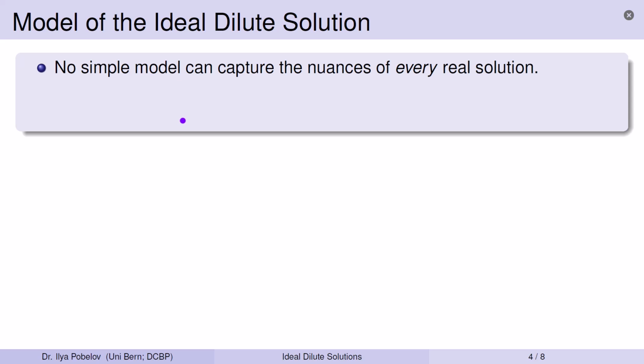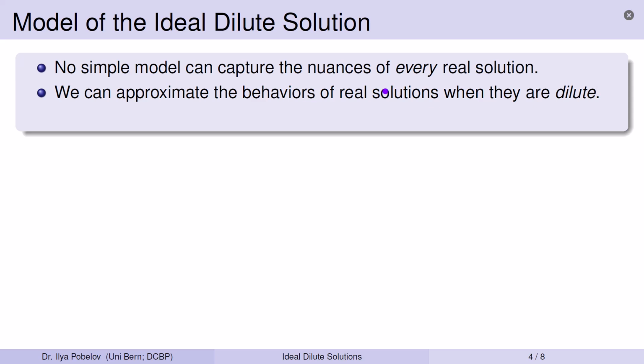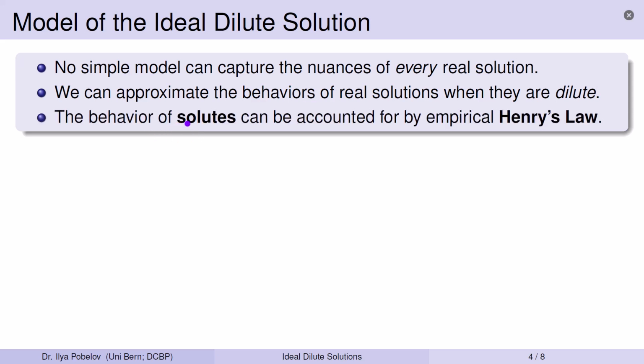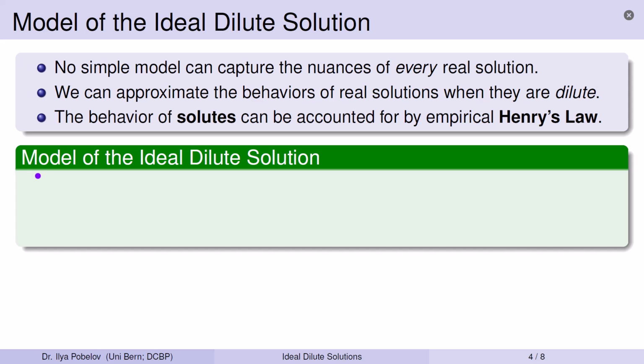While no simple model can capture the nuances of every real solution, we can approximate their behaviors in certain circumstances, particularly when solutions are dilute. In such dilute solutions, solutes tend to deviate from the ideal behavior described by Raoult's law. Instead, their behavior can be accounted for by an empirical approach proposed by Henry's law. This idea is implemented in the model of the ideal dilute solution.